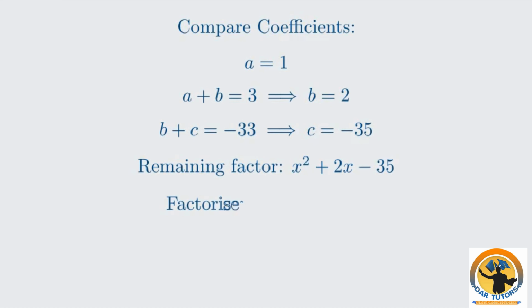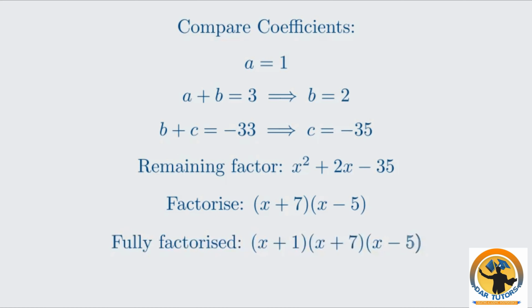This quadratic can be factorized into x plus 7 times x minus 5. Therefore, the fully factorized form of the cubic is x plus 1 times x plus 7 times x minus 5. A common type of exam question combines the remainder and factor theorems to find unknown coefficients.